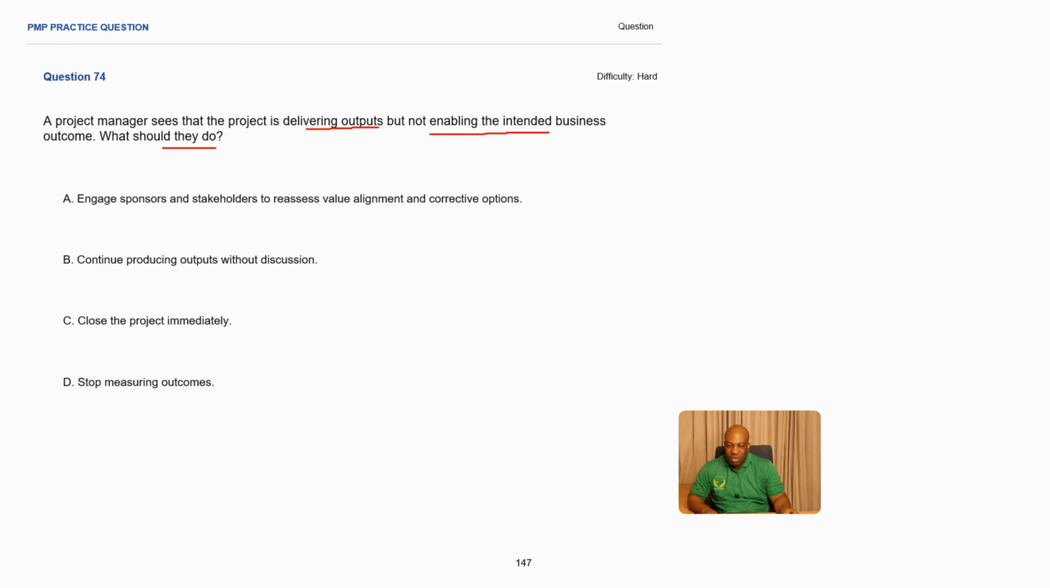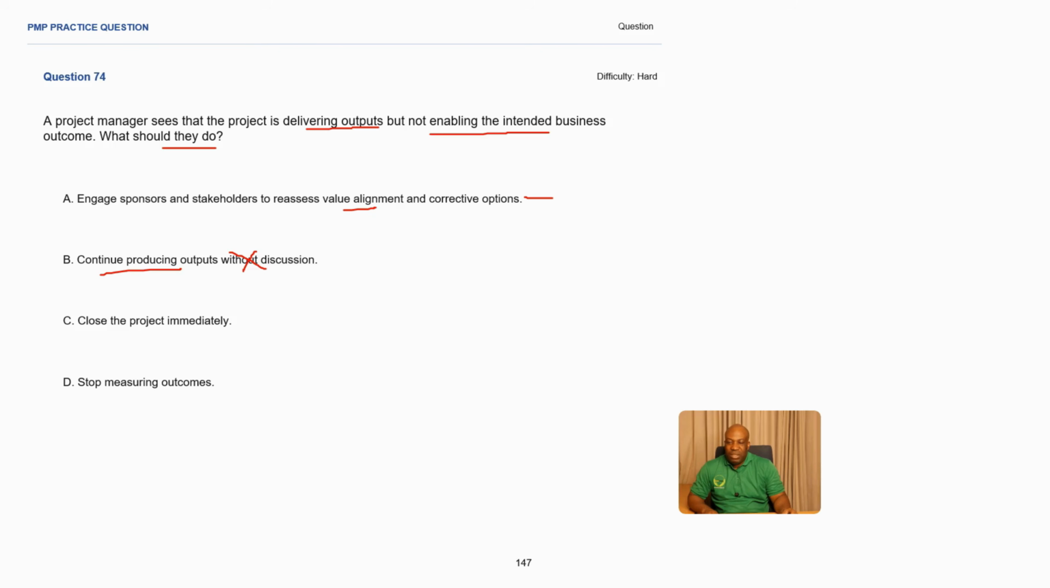What should they do? So A, engage sponsors and stakeholders to assess value alignment and corrective options. I like this one, value alignment. Continue producing outputs without decision. This is dangerous in a project environment. You now need to understand whatever you're producing, is it giving value or not? Making this one incorrect answer.